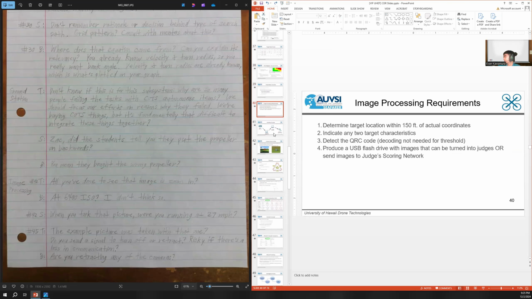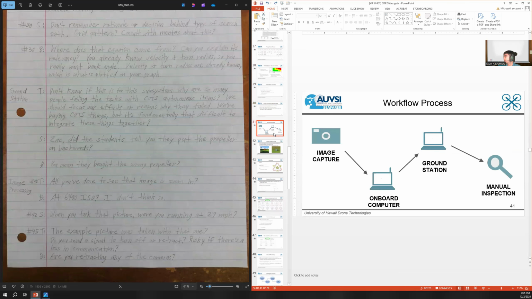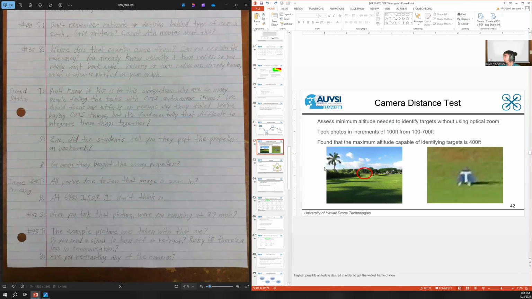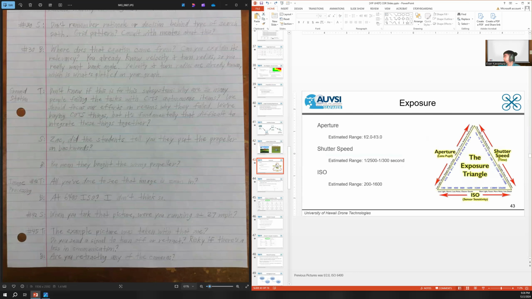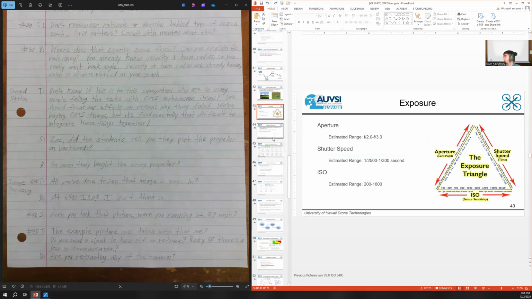And we talk about image processing requirements. We talk about the workflow. This is a pretty good diagram. And then we look at some preliminary tests we did. We did look at some exposure, some of those settings. Okay, let me go back.